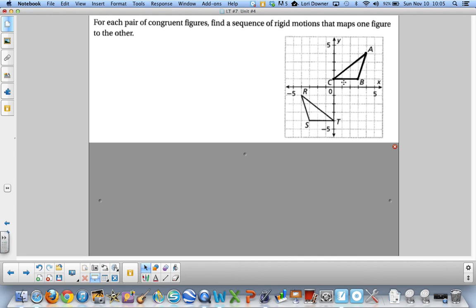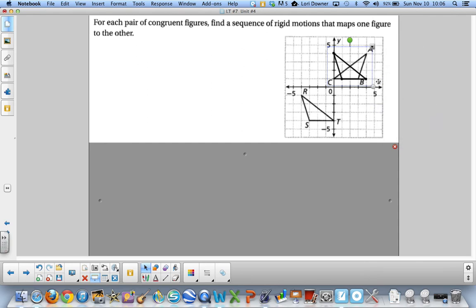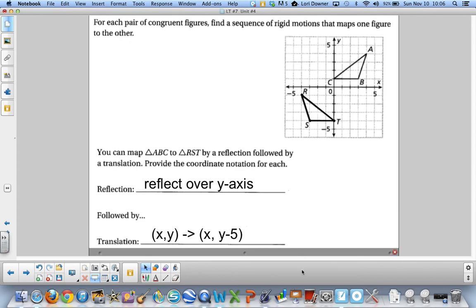Okay, now that you tried this on your own, I think this guy is definitely reflected. So what I'm going to do is flip from left to right. That right there would be a reflection over the y-axis. And I feel like I'm pretty close to getting to RST. So if I reflect over the y-axis, then I go down 1, 2, 3, 4, 5. Looks like I map right on it. So I do a reflection over the y-axis and then translate down 5.